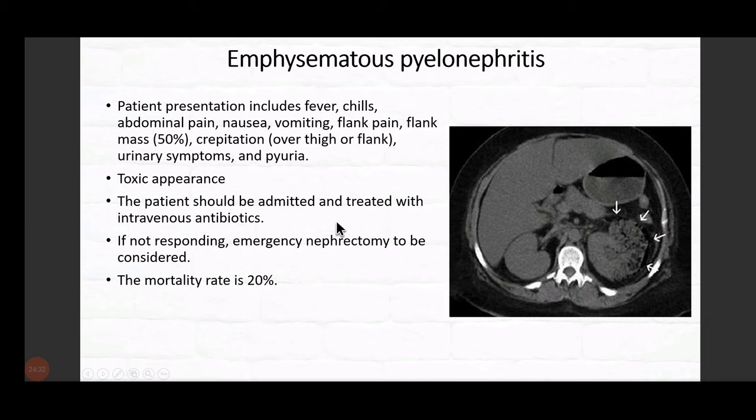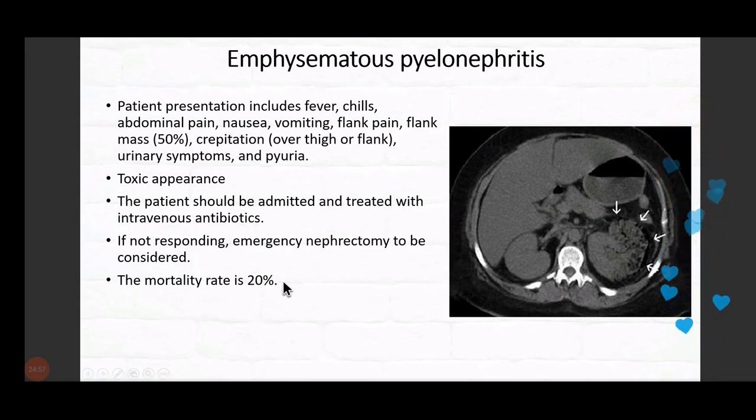Now, this patient should be immediately admitted. Glycemic control should be achieved in diabetics, and usually most of the time you start with a higher antibiotic. In case the patient is not responding for 24 to 48 hours, and appears to be deteriorating, going into toxemia, then urgent nephrectomy is the treatment which has to be done.